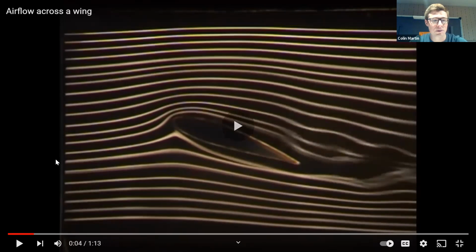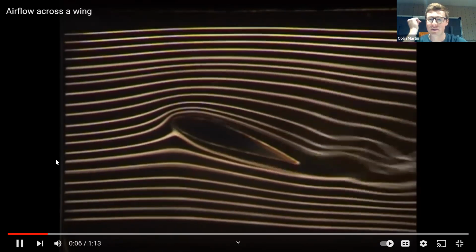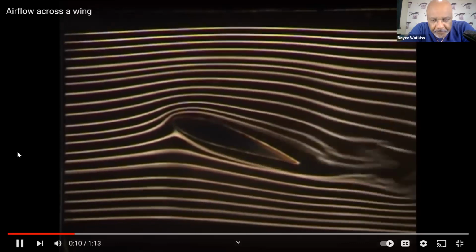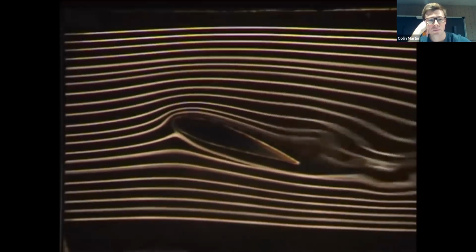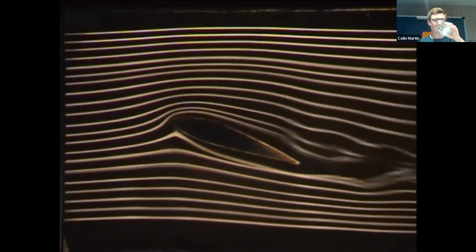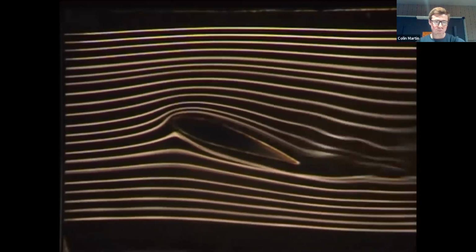Can you hear what the video is saying? Yep, sure. The lift force is generated because the air flow moving on the top surface has a longer distance to travel and therefore needs to go faster. This common explanation is actually wrong. This video shows that the air on the top does move faster, but it doesn't reach the end of the wing at the same time as the air along the bottom.